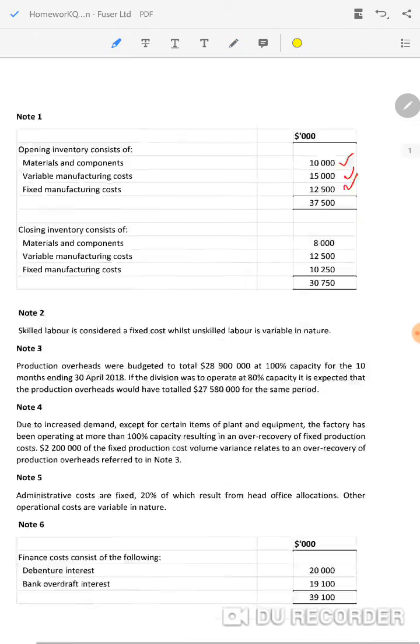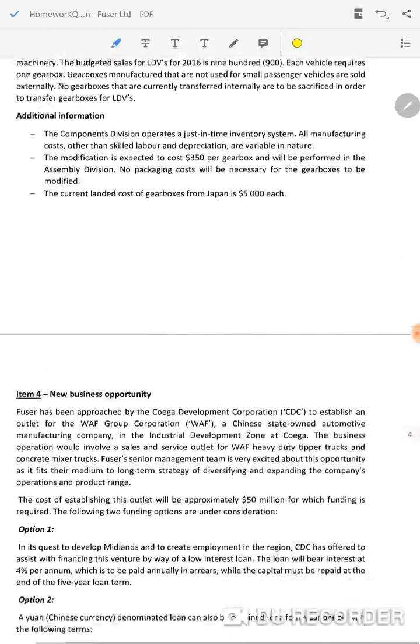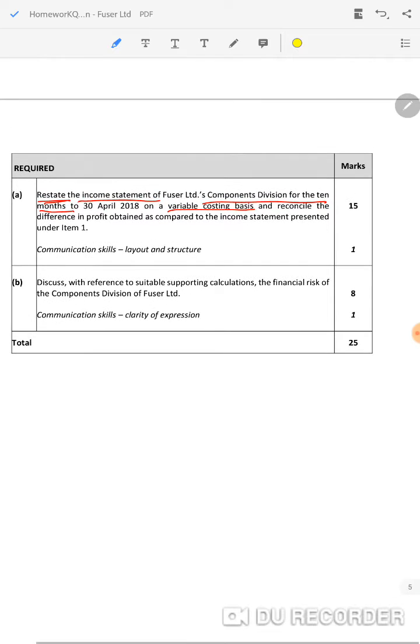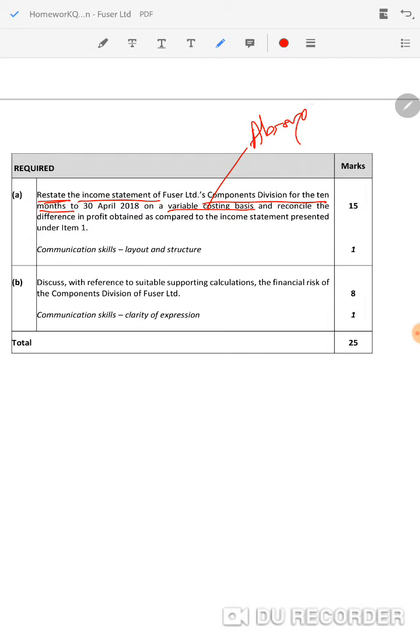Now comparing to what we've been asked to do, use variable costing. What is the difference with absorption costing? The main difference is how you value your inventory. In absorption costing, fixed costs are included in inventory valuation. But in variable costing, fixed costs are a period cost. What does that mean? It means fixed costs are expensed in the period in which they are incurred.